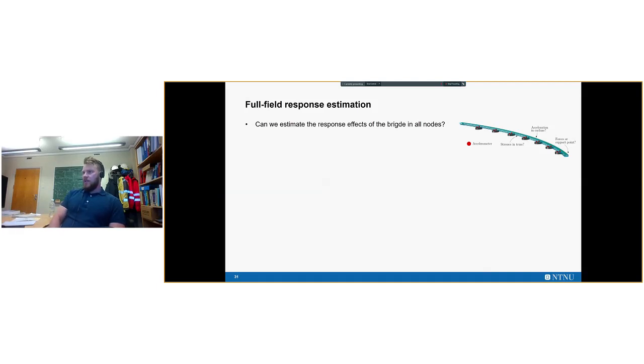So another application to the data we have from Bergsøysundbrua is the so-called full field response estimation. The figure shows the location of the accelerometers, and these are limited to the locations of the pontoons. So the question now becomes, can we use this acceleration data to say something about the accelerations where the cars drive, or the stresses in the truss, or for example the forces at the support point?